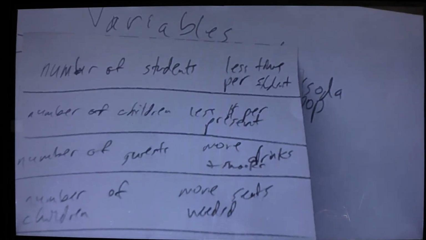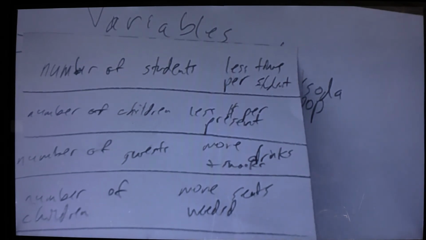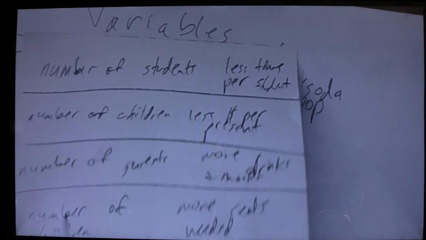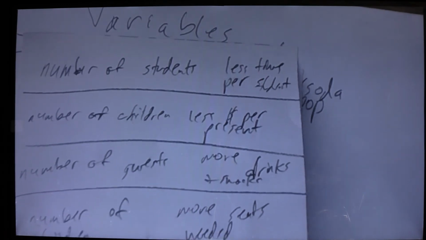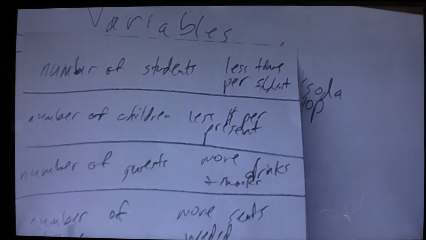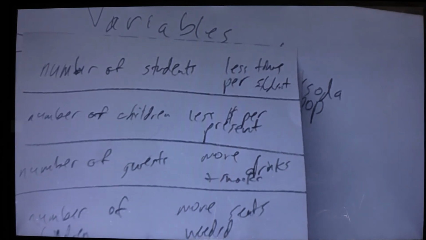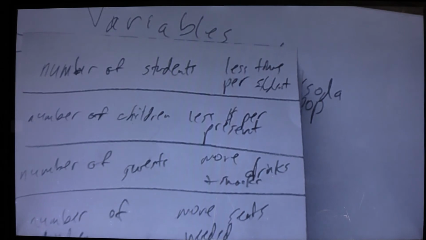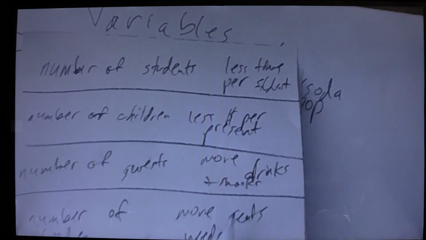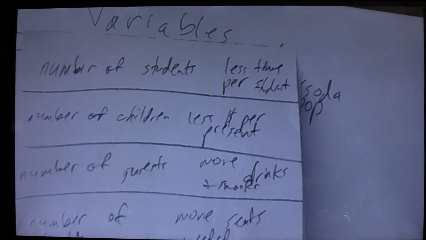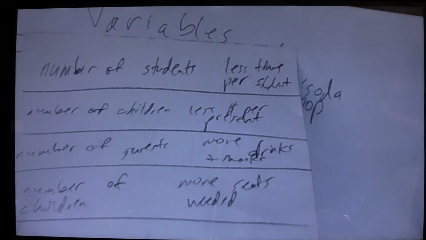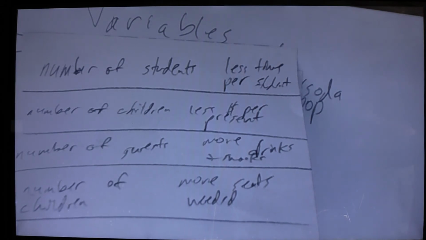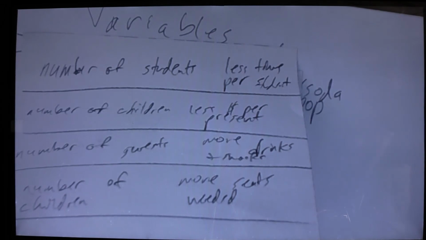And I already talked about the number of guests and the drinks or pop or snacks at a party. And here I had one last one: the number of children in a classroom, the more seats that are needed. Like if I have 24 children in a classroom, I need 24 chairs. But if I have 26 children in a classroom, I need 26 chairs. The number of children in the classroom will be the independent variable. The number of seats in the classroom that I need will be the dependent variable. And because as the number of children goes up, the number of seats needed goes up, we have a direct relationship.